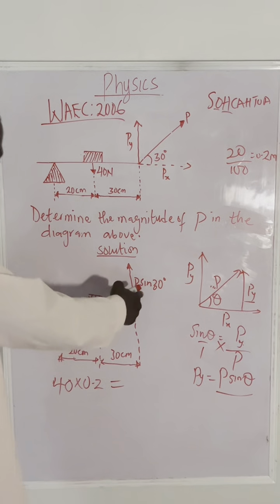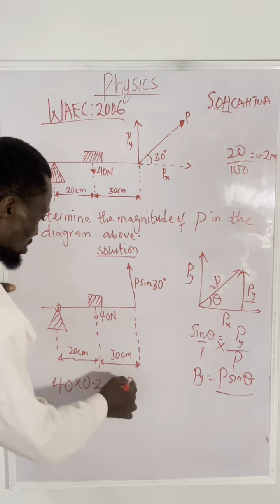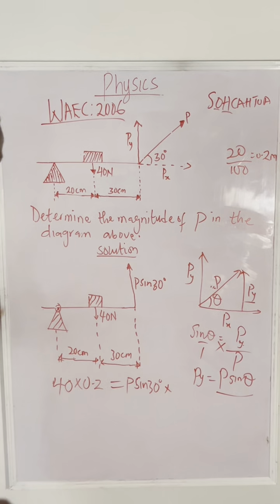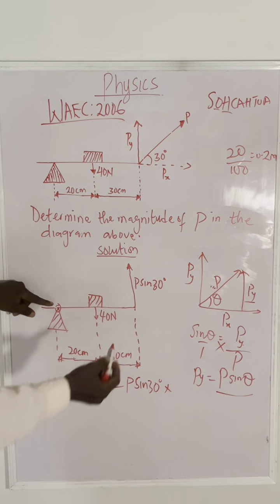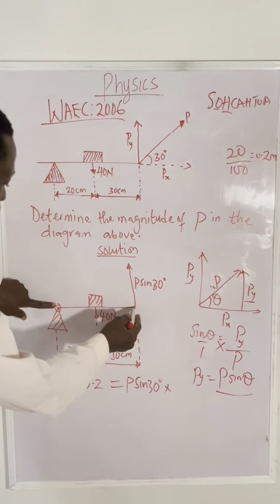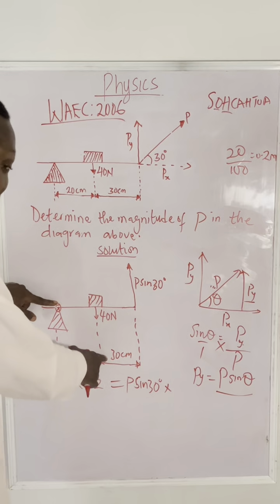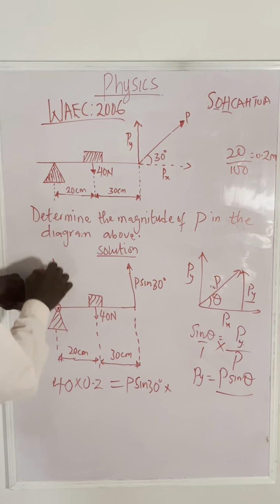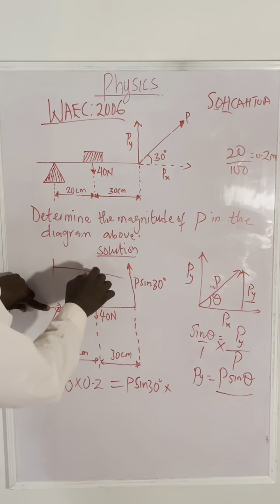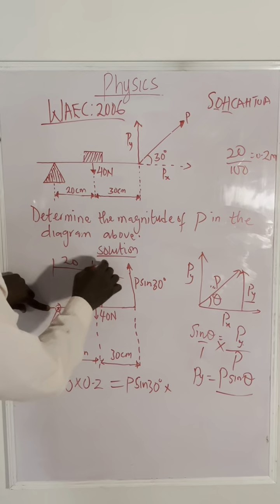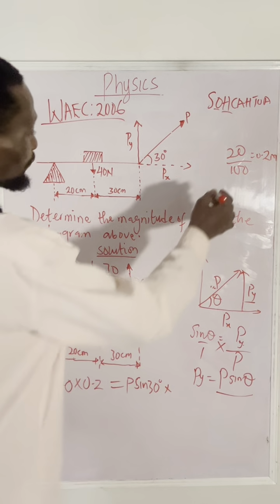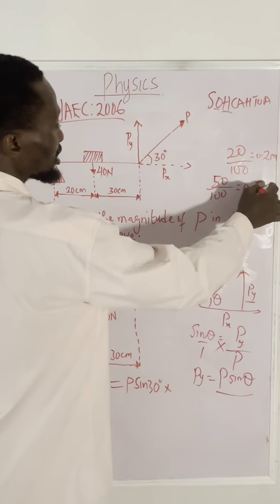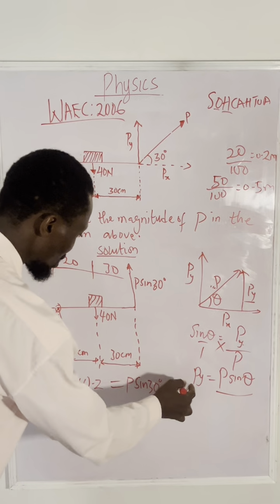Now, the force here, don't forget, is P sine 30 degree times distance. Now, what is the distance of this force from the turning point? So this is the force, this is the turning point. Don't think that because they gave 30 centimeter here, remember we are taking the moment about this point. So the distance of this force from here is going to be the 20 of here plus the 30 of here, which is 50 centimeter. So 50 centimeter divided by 100 equals 0.5 meters. So that's going to be times 0.5, right?